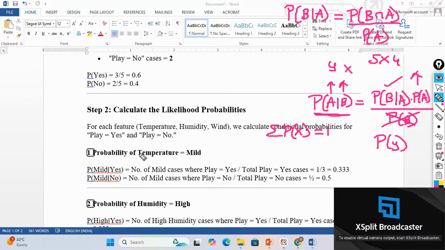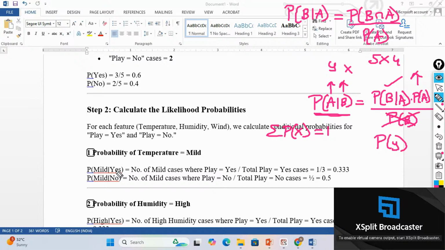So let me start with the temperature. If the temperature is mild, because this was the question that we had. The question says, find the probability if the temperature is mild. So let us calculate by keeping the temperature as mild for both the cases. So I'll use mild with yes and no. What is the probability of temperature being mild, given the event Y has already occurred?